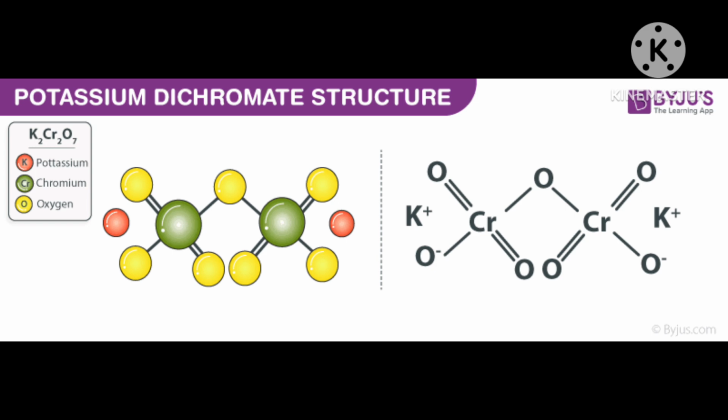MnO2 gives MnO4 2 minus in the presence of KOH and oxygen, O2, or potassium nitrate, either one. Your purpose is to get oxygen, either you use air or potassium nitrate. Then MnO2 plus KOH plus oxygen gives MnO4 2 minus, that is the manganate ion.